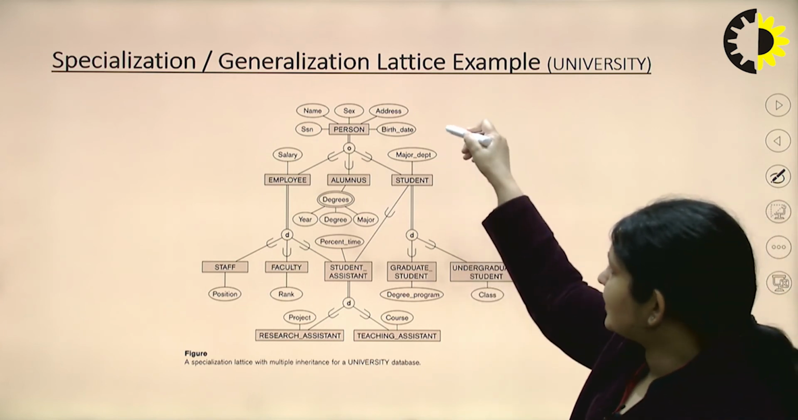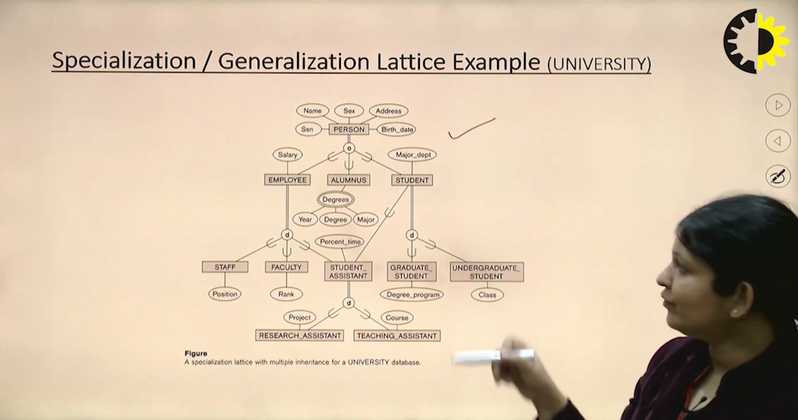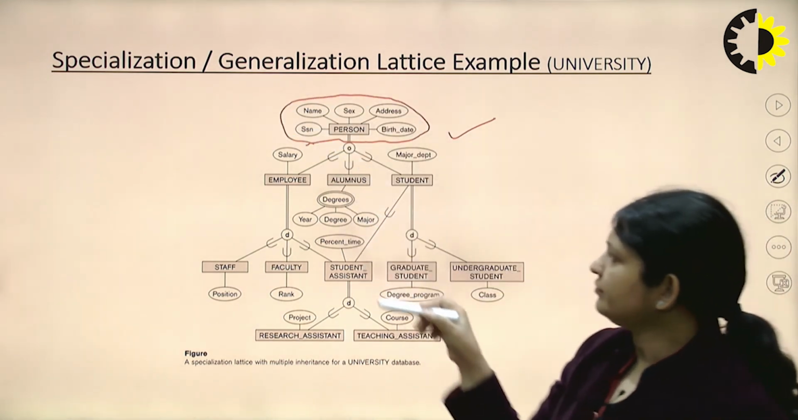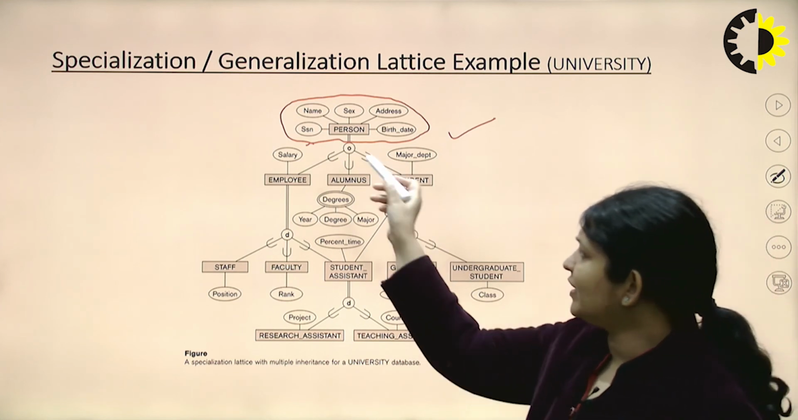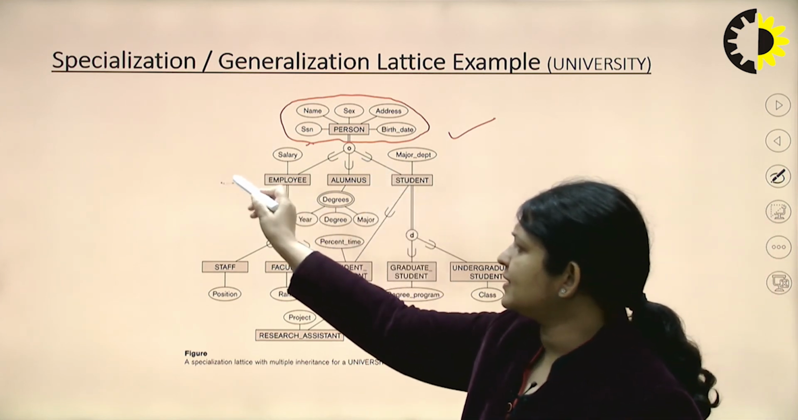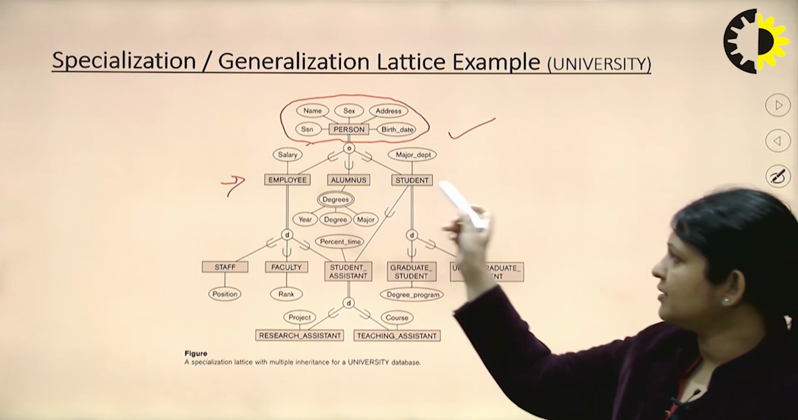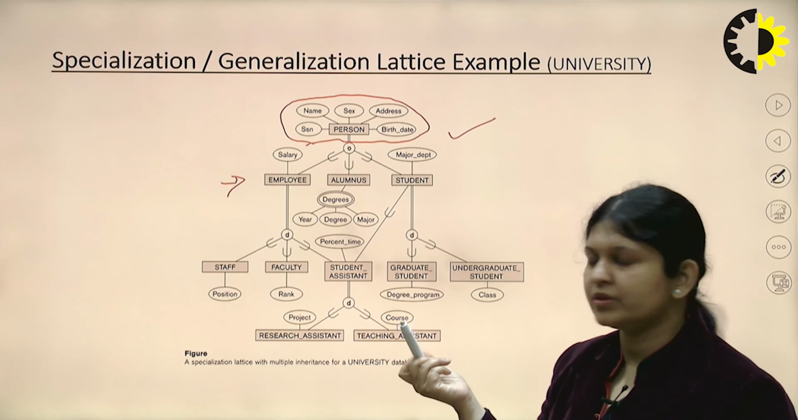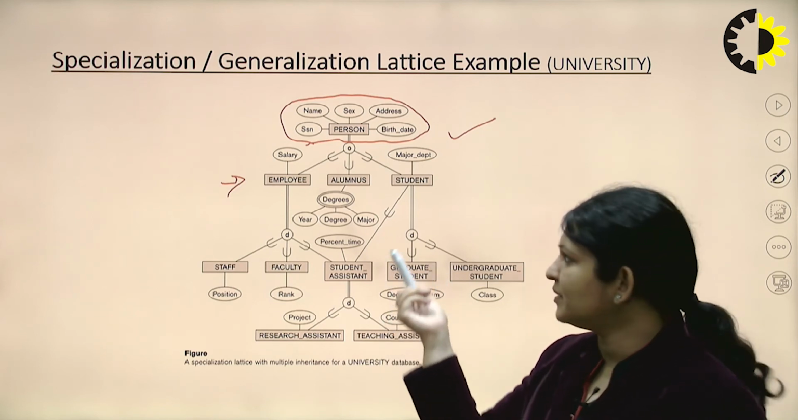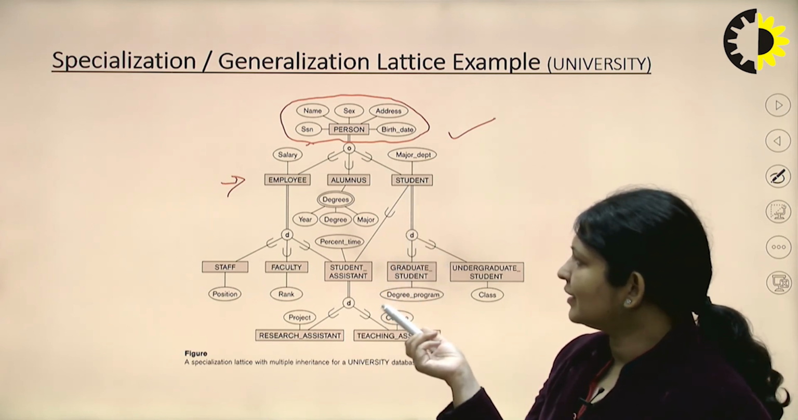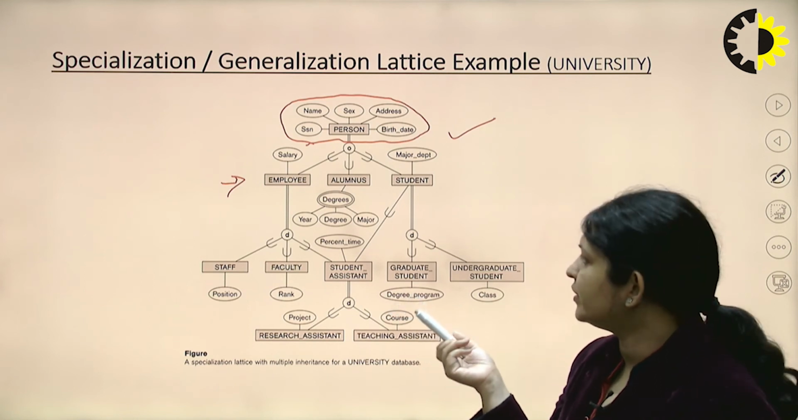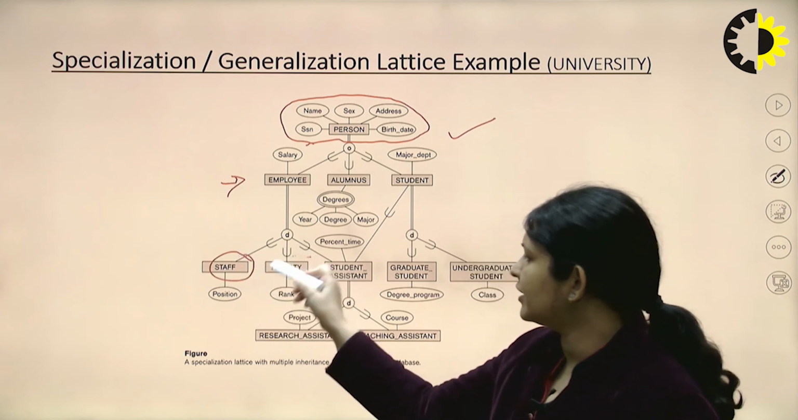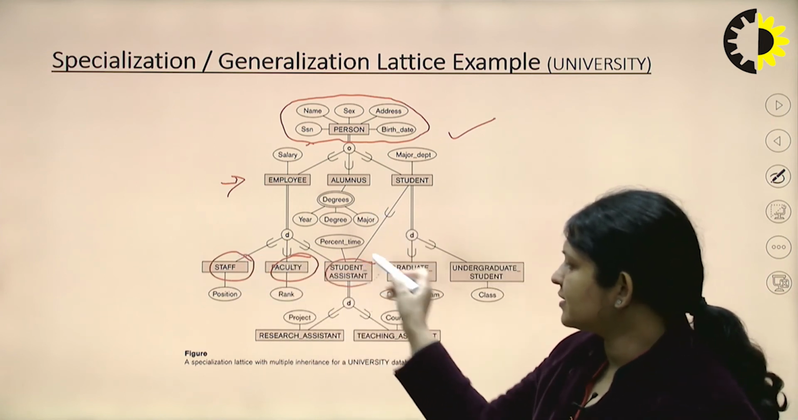At the top we have person, which has certain attributes. Further we have overlapping subclasses at this level: employee, alumnus, student. So, a person can be an employee as well as a student. Say a person is doing a PhD from the same university, they can be an employee also and a student also. Then further, employee can be staff members, faculty members, or student assistants, who are employees plus students.